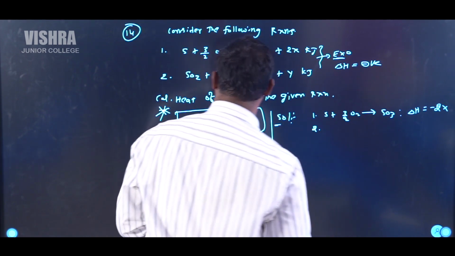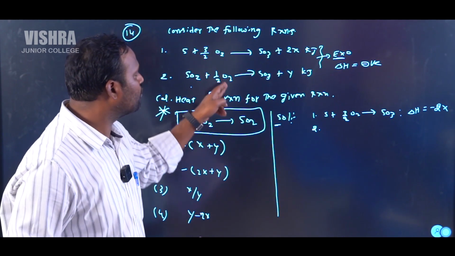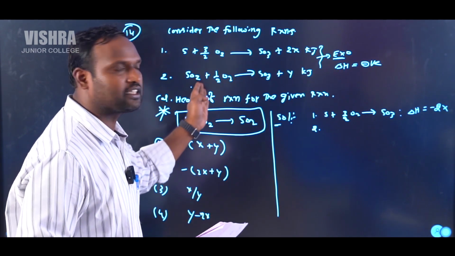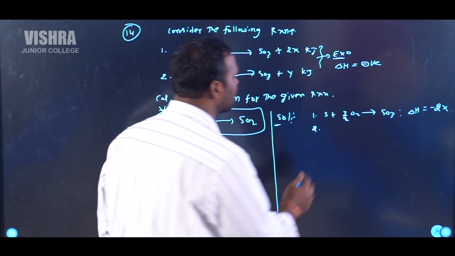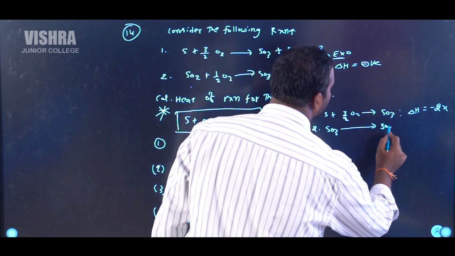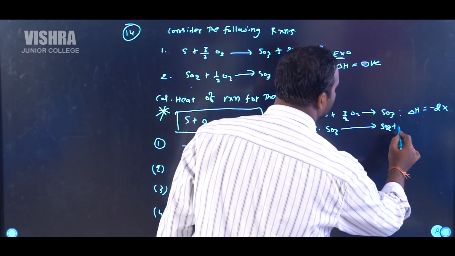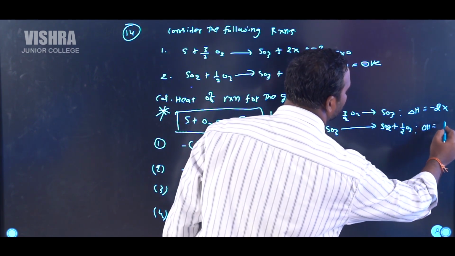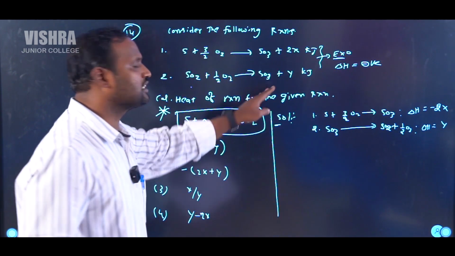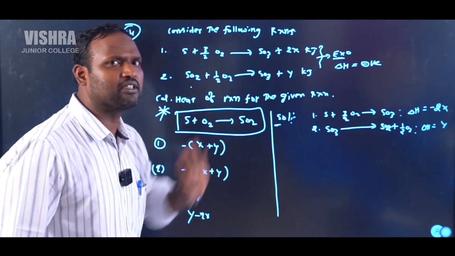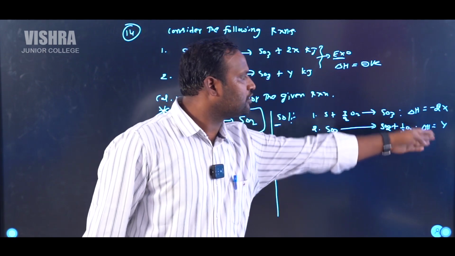Second one is SO2 plus half O2 gives SO3. Suppose if it is reversible, if you take the opposite reaction for this, then it becomes SO3 gives SO2 plus half O2. So here delta H is equal to y. Whenever reactions are reversed, the signs of heat also will be reversed. So here delta H is equal to y.